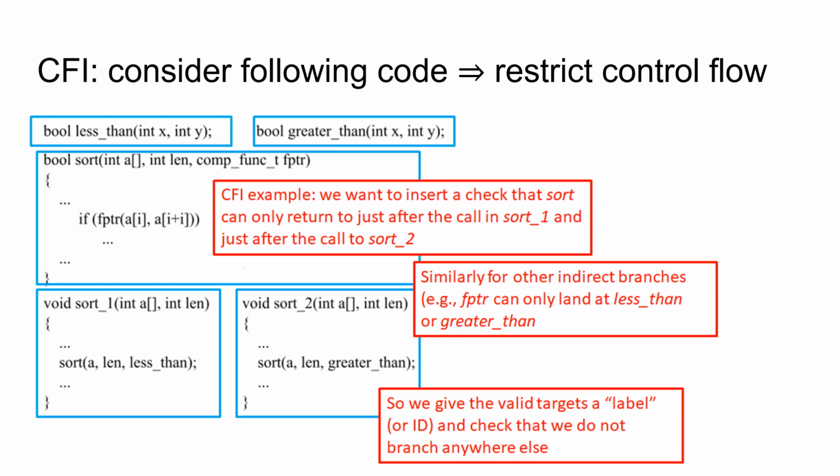Similarly, we want to do this for other indirect branches and indirect calls. For instance, the use of the function pointer in the sort routine in the middle block should only be able to target less than and greater than. So we have to instrument that to have a check there whether or not the target is indeed less than or greater than. The way we do that is by giving each of the targets a label. Less than gets a label 1, greater than gets a label 2, and whenever we do the indirect call, the call with the function pointer, we check whether the target has the correct label. Is it either label 1 or label 2?